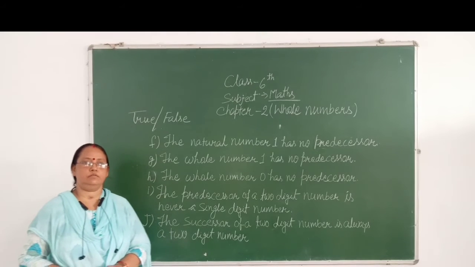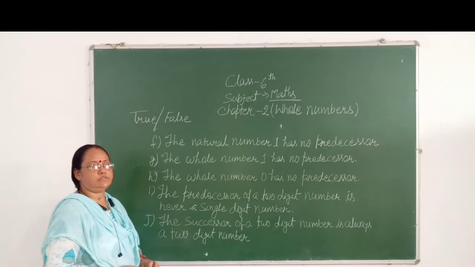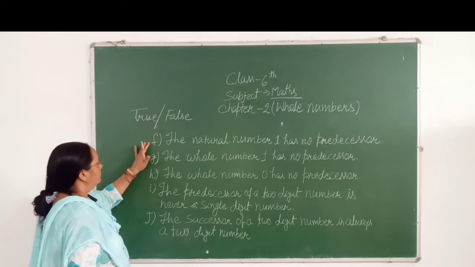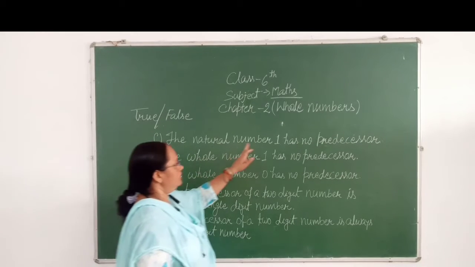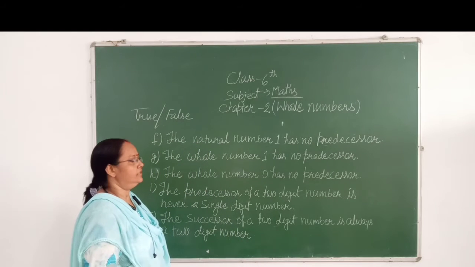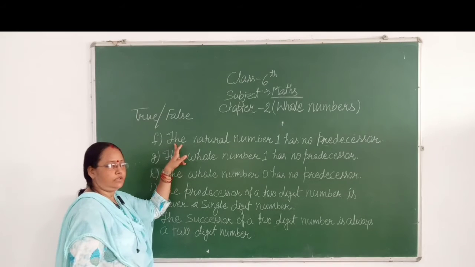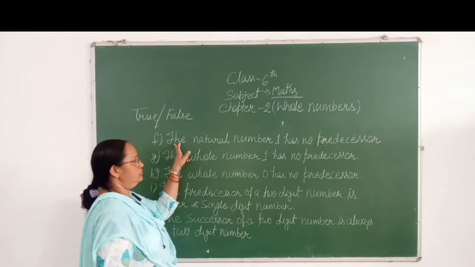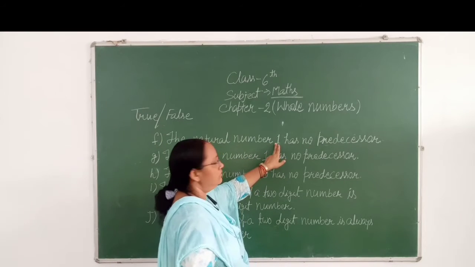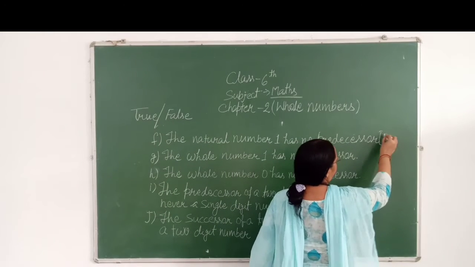And now students, some basic questions based on successor and predecessor of a whole number and natural number. Question number F says the natural number 1 has no predecessor. Means natural number हमारा counting number होता है जो 1 से start होता है. So this statement is true, क्योंकि 1 का predecessor क्या होगा? 0. And 0 is not a natural number. So this statement is true.